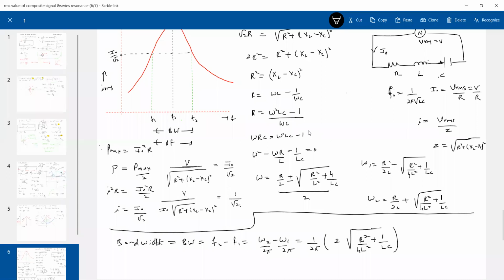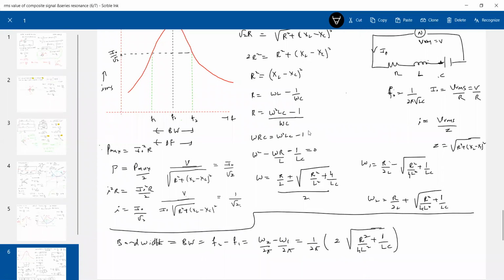Now look at this quantity. We have this much here. So what is the value of bandwidth? Bandwidth, I got this much, equal to f2 minus f1. We ended up with this one. Let's come to it: do we know the resonant frequency? Yes, it will be.